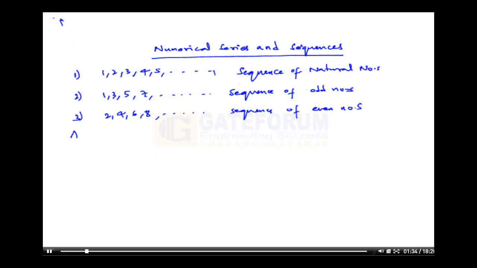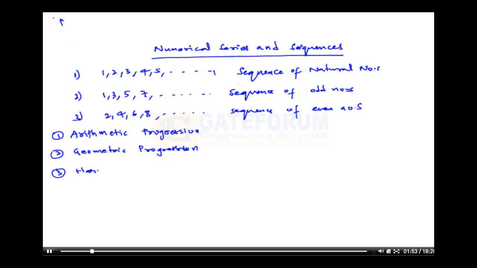That is, number 1, arithmetic progression. Number 2, geometric progression. The third one is harmonic progression. In short, we can call them AP, GP, and HP. Let us see the first one, that is AP. How it looks, we'll see.